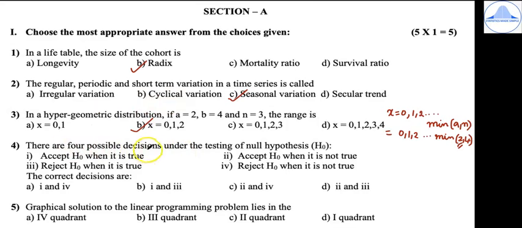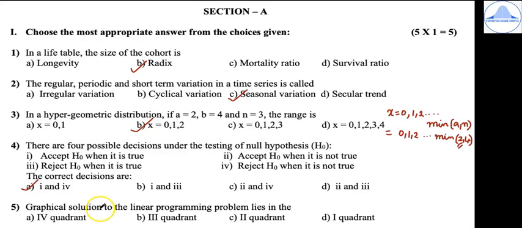Fourth question, there are 4 possible decisions under the testing of null hypothesis H0. First one, accept H0 when it is true, accept H0 when it is not true, reject H0 when it is true, and reject H0 when it is not true. So the correct decisions are 1 and 4. Accepting H0 when it is not true is type 2 error, and rejecting H0 when it is true is type 1 error.